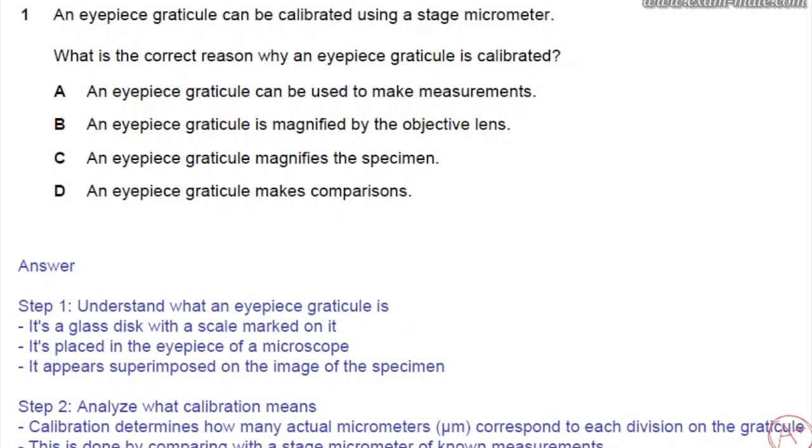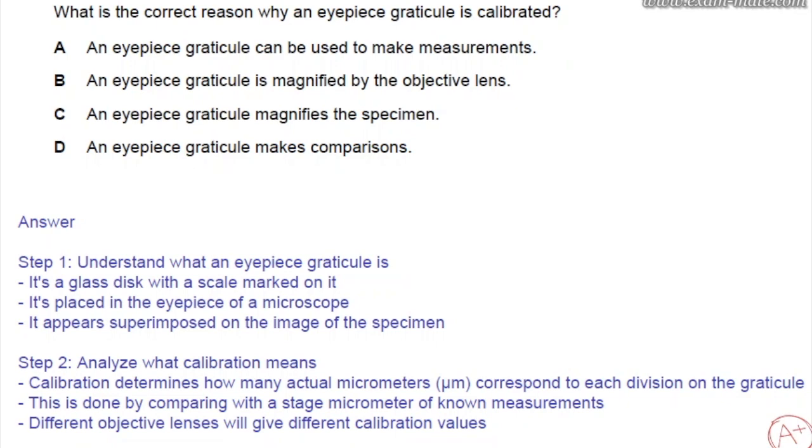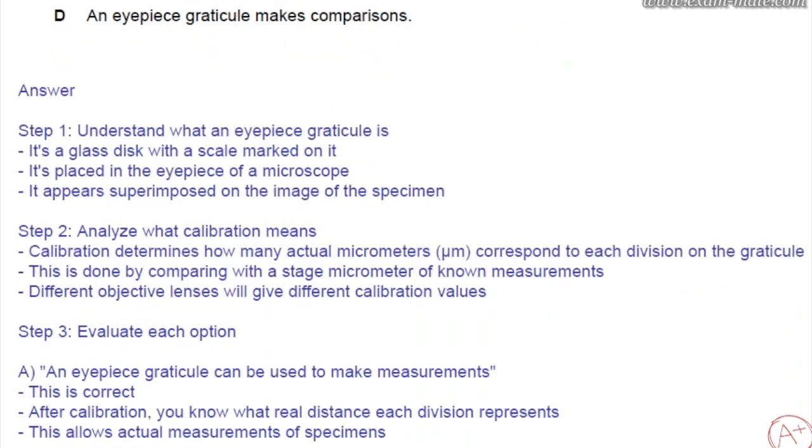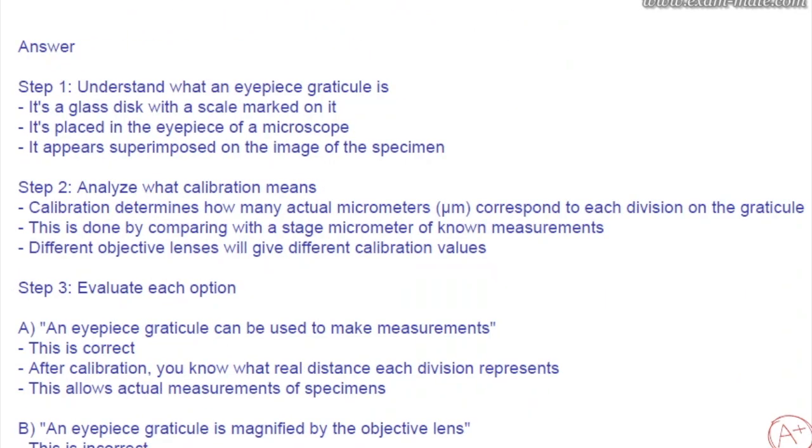Step 1. Understand what an eyepiece graticule is. It's a glass disc with a scale marked on it. It's placed in the eyepiece of a microscope. It appears superimposed on the image of the specimen.